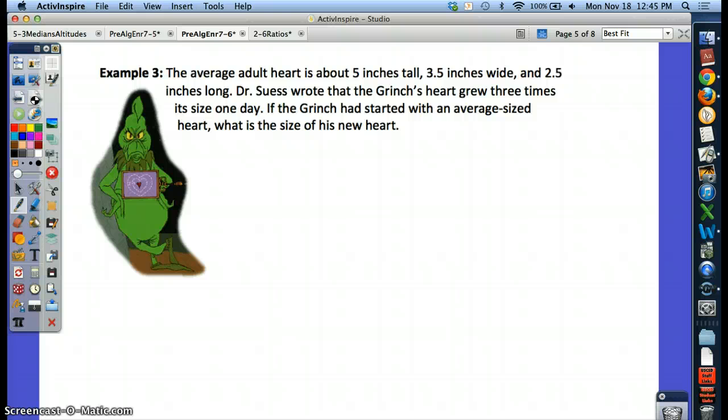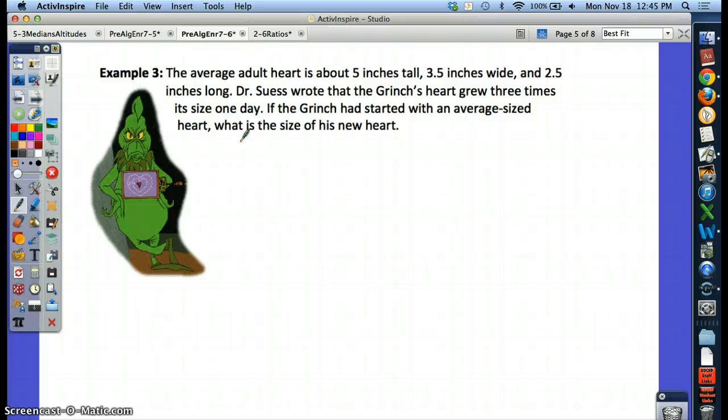The average adult heart is about 5 inches tall, 3 inches wide, and 2.5 inches long. Dr. Seuss wrote that the Grinch's heart grew 3 times its size one day. If the Grinch had started with an average-sized heart, what would be the size of his new heart? When you're given the scale factor, to find your new image, all you do is take your dimensions and multiply it by the scale factor.